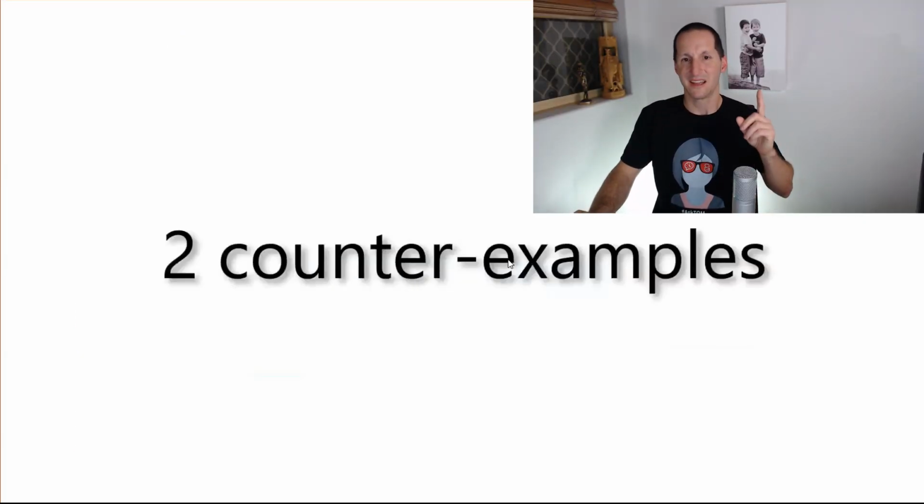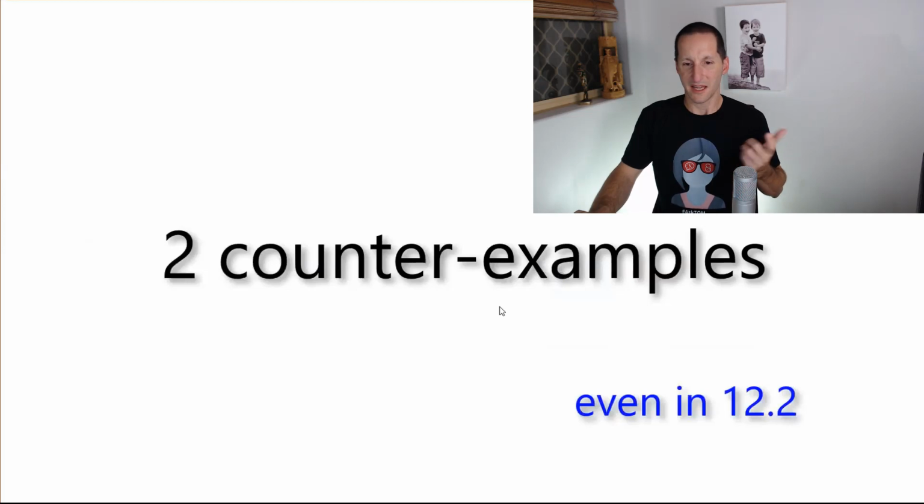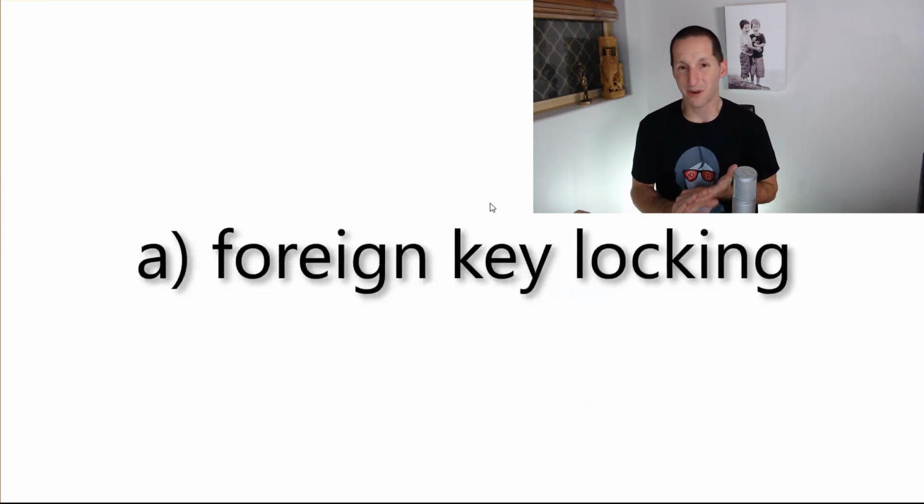But here are two counterexamples that hopefully show you that just relying on that information is not good enough. Even in 12.2, I stress that if you've got that view in 12.2, I can give you two counterexamples which prove to you that you need to have your DBA thinking cap on before you just go drop indexes. The first one's a no-brainer.